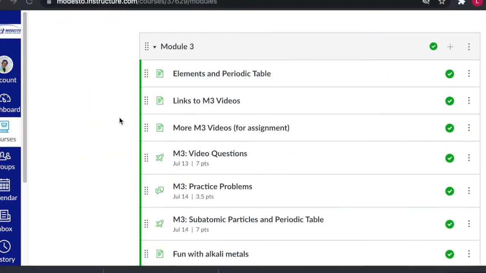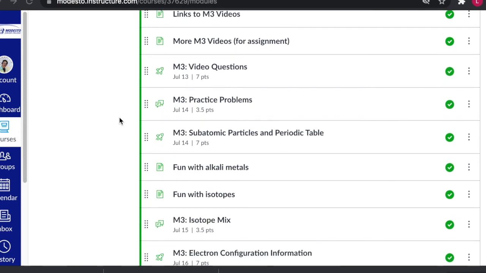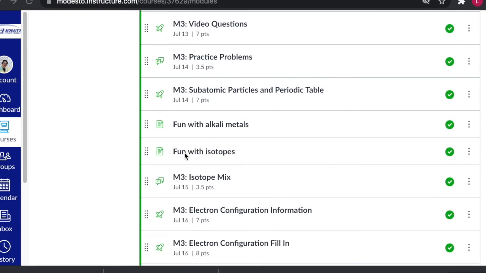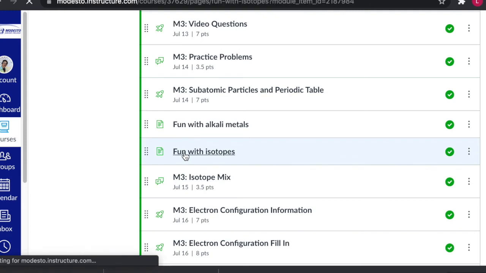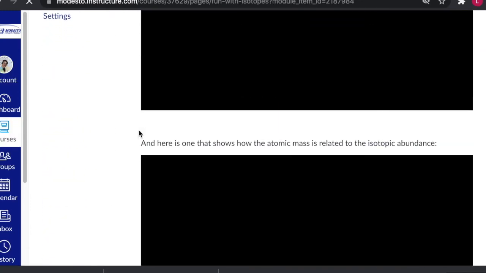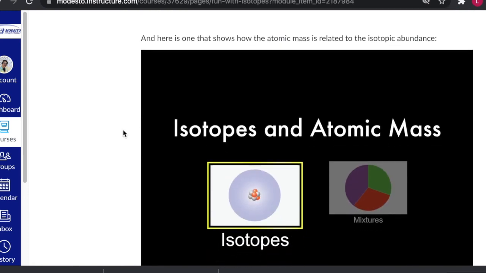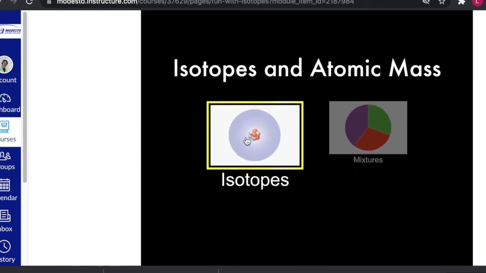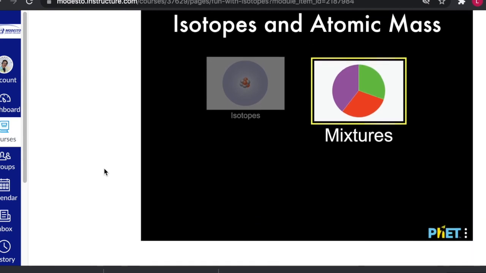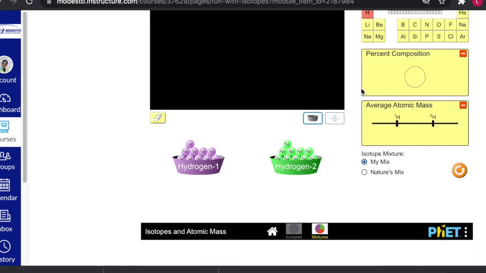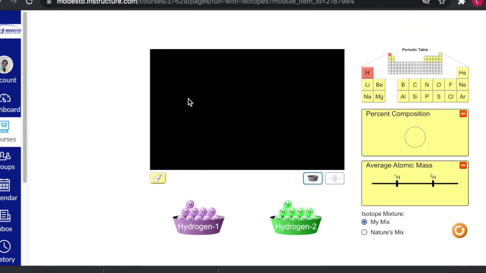I wanted to encourage you to play around with the simulator that I linked in Module 3 on this Fun with Isotopes page. So the second one shows how the atomic mass is related to the isotopic abundance. If we look at this mixtures, then we can make a mix of isotopes. Let's go ahead and play with lithium some more. So if you pick lithium, we have lithium-6 over here and lithium-7 over here.